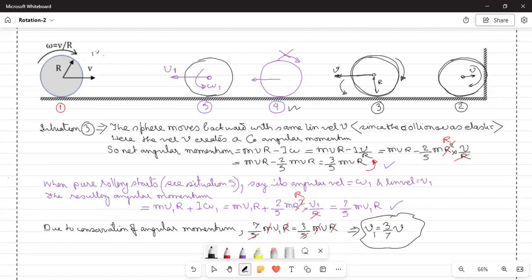Here your chapter of rotation is complete. Next day we shall start the next chapter. I think in your textbook, the next chapter is gravitation.